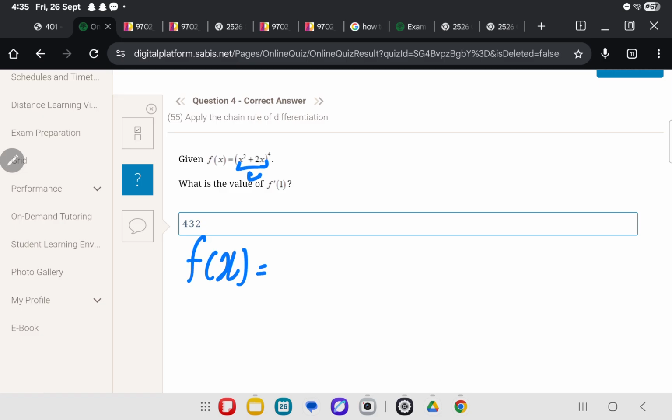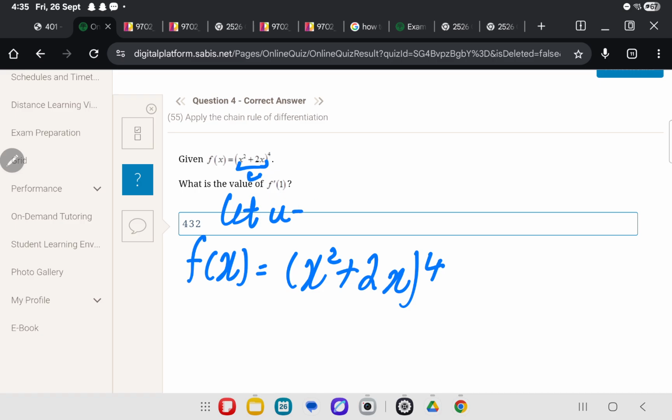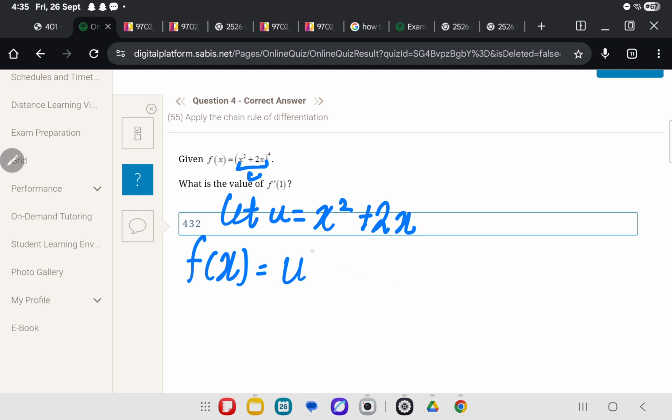So f of x is equal to x squared plus 2x to the power of 4. Okay, now we can say let u equal x squared plus 2x. Now we can erase all of this and just say u to the power of 4. Very simple. Now we apply our chain rule, which is, when y equals u to the power of n, y prime will equal n u to the power of n minus 1 times u prime.